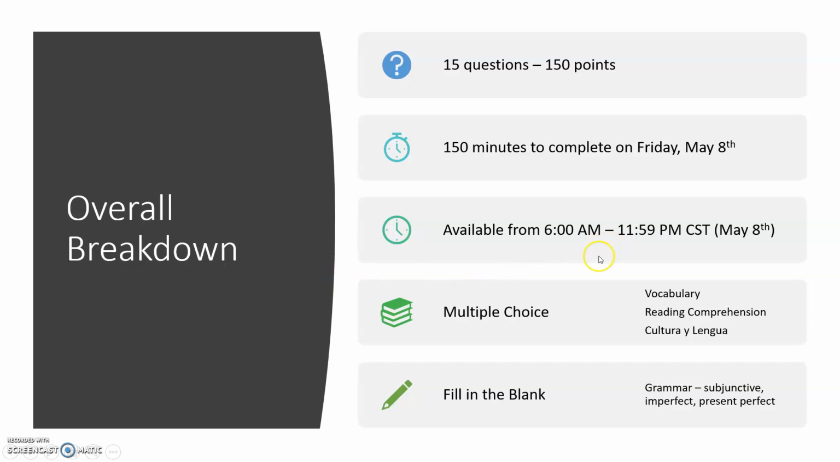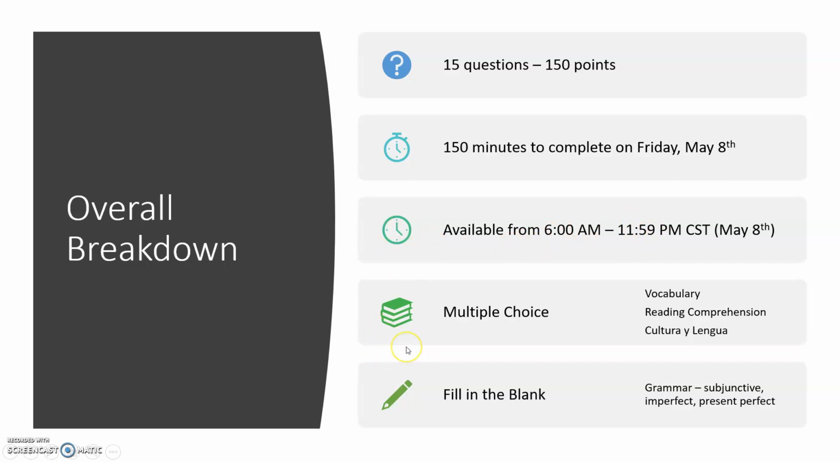It's important for you guys to note that you can take the exam anywhere between 6 a.m. and 11:59 p.m. Central Standard Time on May 8th. But remember a couple of things. So number one, it expires at 11:59 p.m. So if you start the exam at 11:30, you'll only have 29 minutes to complete it. You won't have the full 150 minutes. So in order to make sure that you're able to get the most out of your time, I would say start it no less than 9:30 at night.